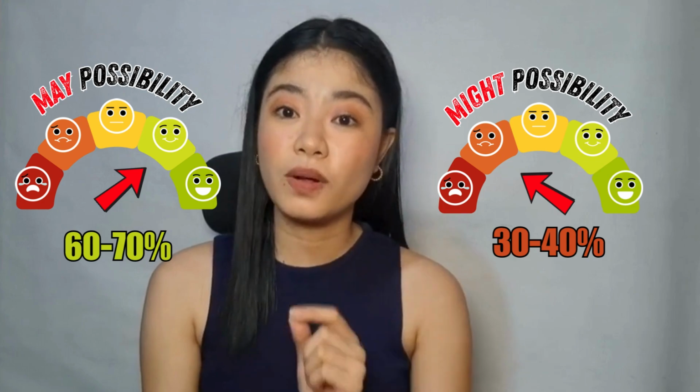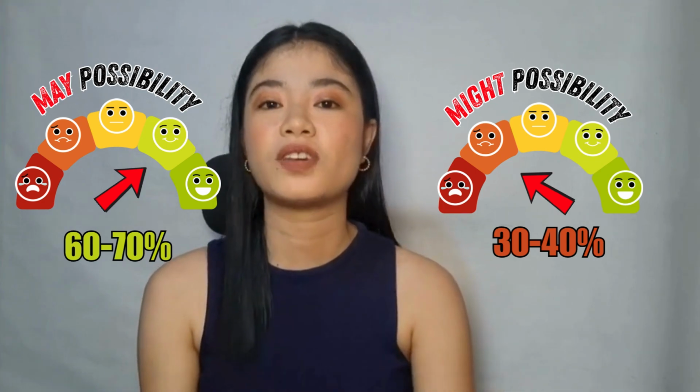So, think of it this way. May is equal to a 60 to 70% chance, while might is equal to a 30 to 40% chance. Or simply, may is the optimistic friend, might is the skeptical one.